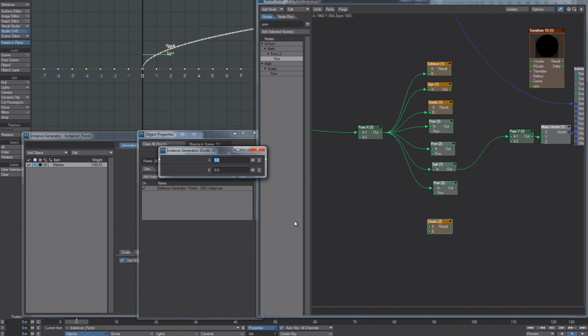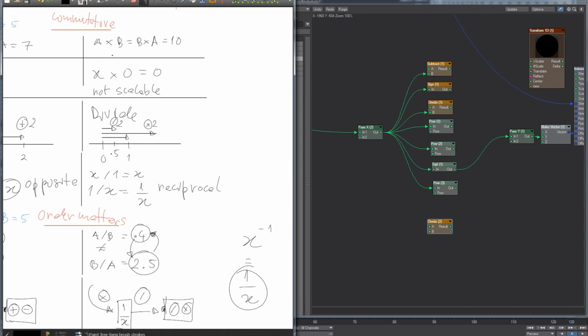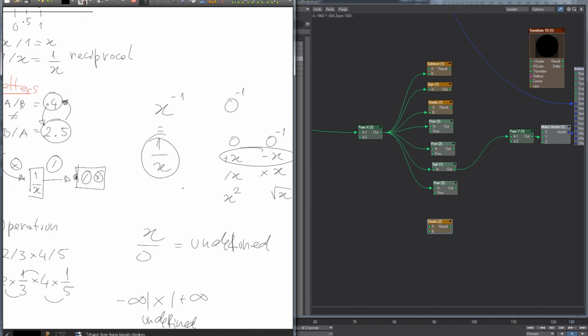So the way that the Lightwave node does it is, by default, instead of throwing an error, it's going to throw 0, and it's kind of understandable. Between negative infinity and positive infinity, the midpoint is 0. But maybe you don't want that, because we've seen that 0 can be problematic because it's not scalable.